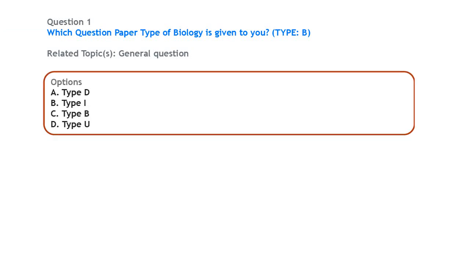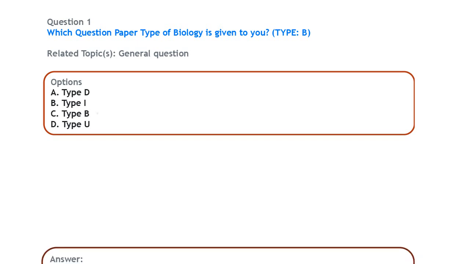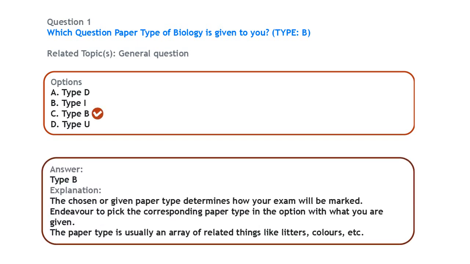First question is on the paper type. Which question paper type of biology is given to you? In this recording, we're using paper type B. This question is very important. It determines how your exam is going to be marked. You must endeavor to pick the paper type corresponding to what you have. If you pick a paper type that is different from what you have, your solutions will be marked against answers that are meant for another paper, and that can really affect your results.